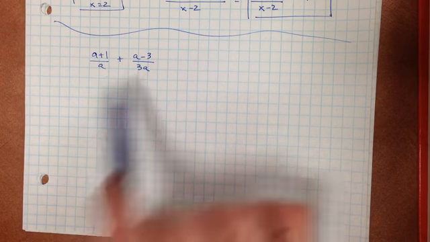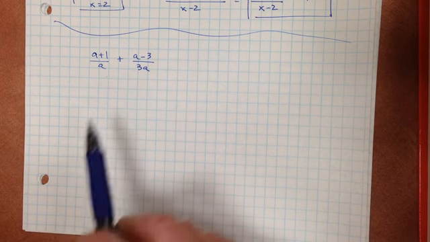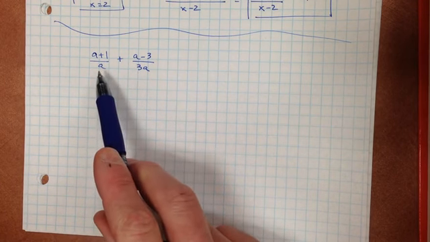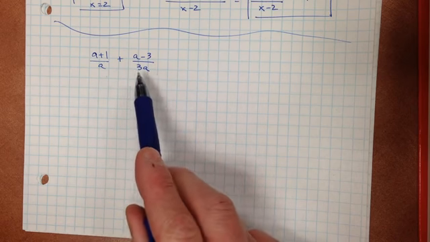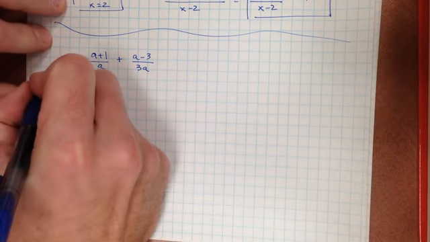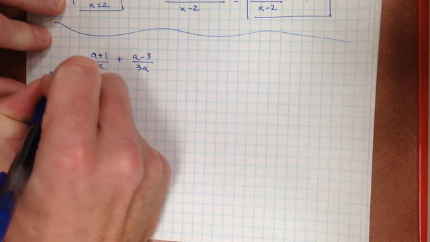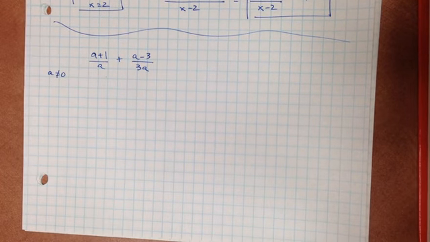What values would give you denominators of 0? Well, 0 would make that one 0. And if this was 0, 3 times 0 is 0. So excluded values: a can't be 0. If a were 0, you're undefined. So that will be part of our answer.